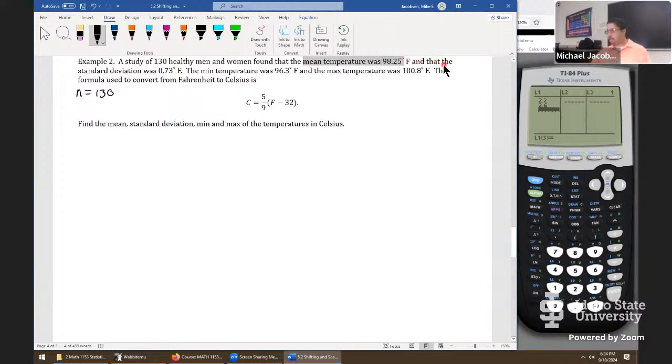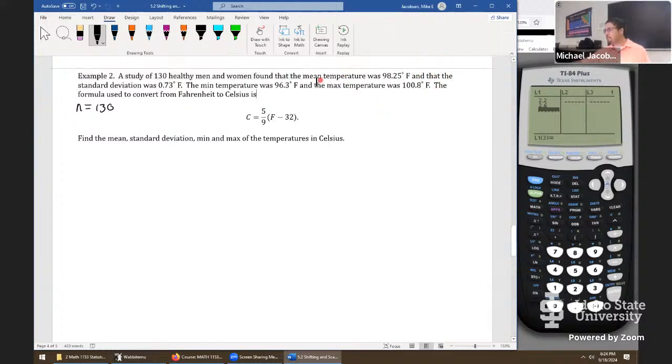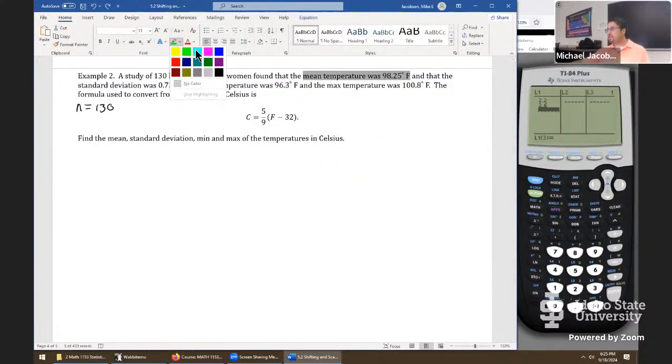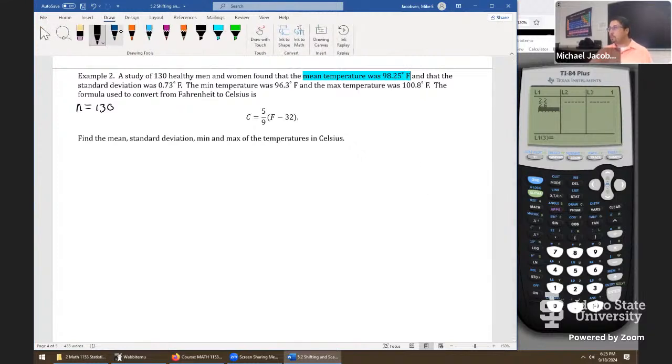They gave us a statistic in Fahrenheit. So next thing I'd probably want to write down here is, without switching the color coding, so put that to blue. We have a sample mean. Y bar is 98.25 degrees Fahrenheit. So that's our mean temperature in that group.